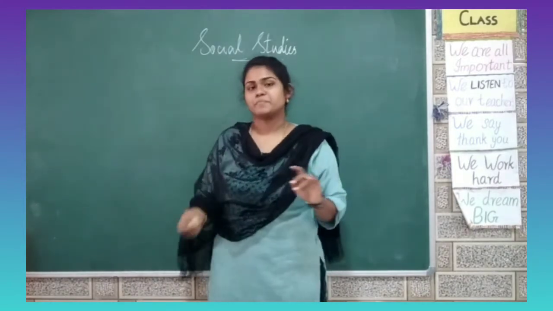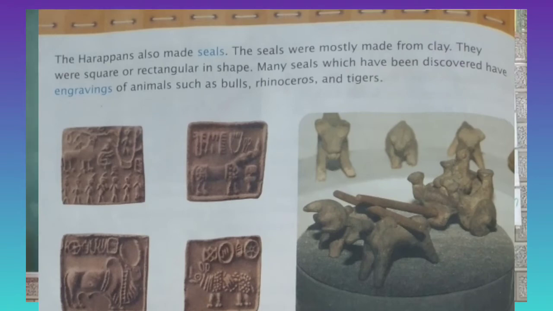So next, the Harappans also made seals. The seals were mostly made from clay. They were square or rectangular in shape. Many seals which have been discovered have engravings of animals such as bulls, rhinoceros, and tigers.